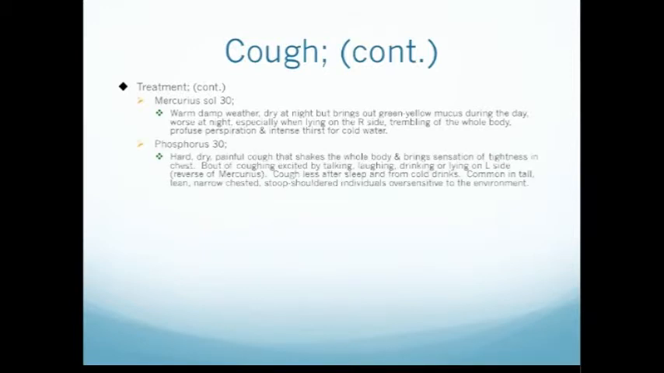Phosphorus 30 is used to treat a hard, dry, painful cough that shakes the whole body and brings a sensation of tightness in the chest. Bouts of coughing are excited by talking, laughing, drinking, or lying on the left side, which is the reverse of mercurius-treated cough. They cough less after sleep and from cold drinks. It's common in tall, lean, narrow-chested, stoop-shouldered individuals who are oversensitive to the environment.